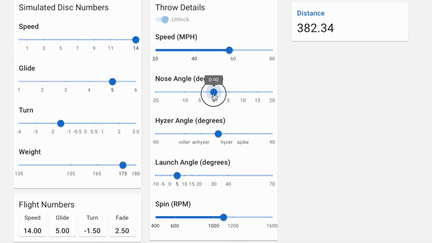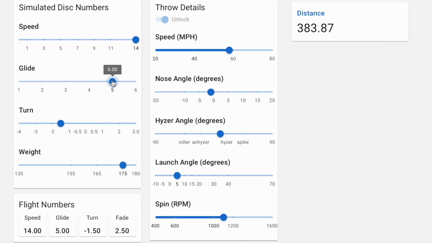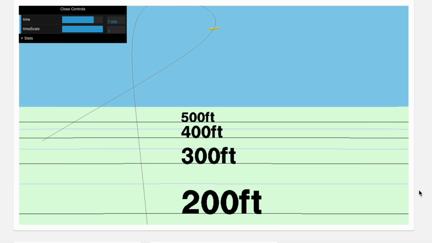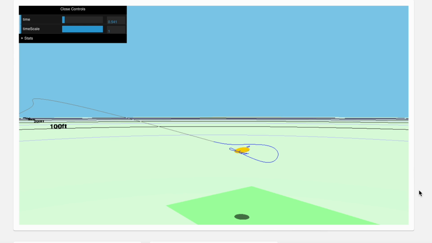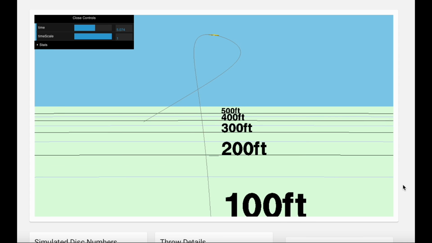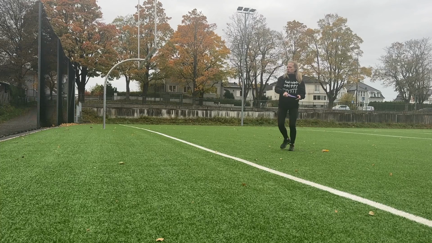So we're doing that, and we're adjusting nose angle, hyzer angle, launch angle, just seeing if there's any way we can reach that 400 feet mark, which it looks like we can, because we're getting at around 390. Could probably also get it to 400. So I'm happy with that, and this is what my shot right now looks like. That's pretty cool to have like a flight simulator. So if you want to throw a max distance shot, this is what your shot should look like. At least according to TechDisc.